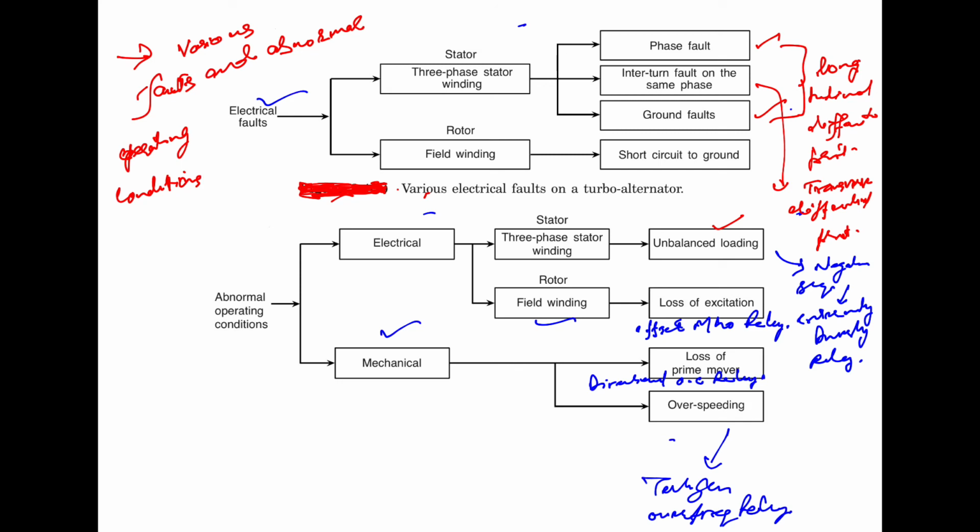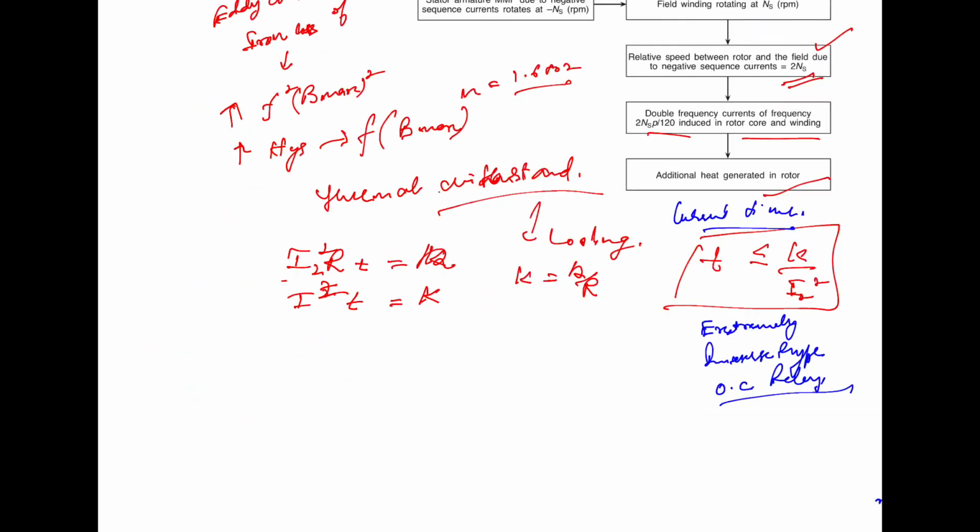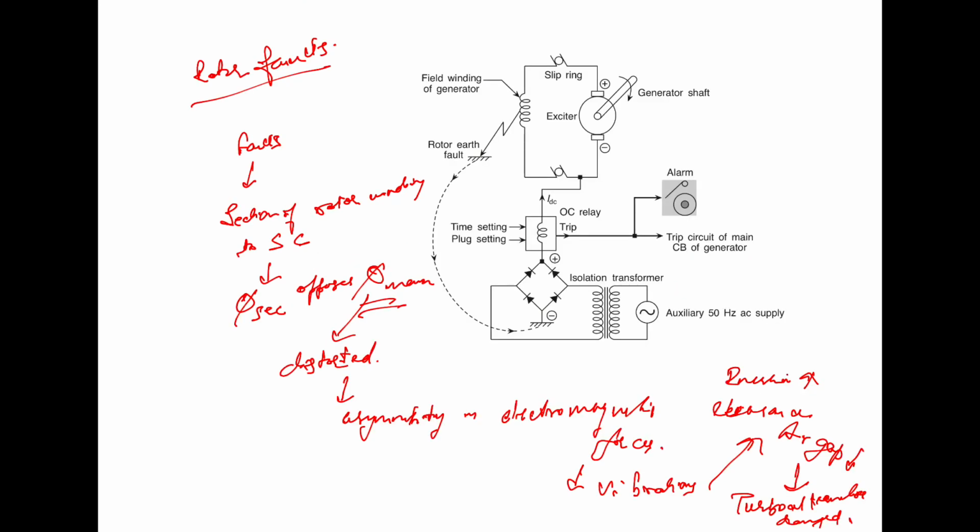So this is about this lecture. We have the electrical faults and abnormal operating conditions. For the electrical faults, we have the three-phase stator windings. Stator faults, phase and ground faults, are catered by the longitudinal differential protection. Interturn faults are catered by the transverse differential protection. Then we have the short circuit to ground, which is catered by the scheme that we have discussed.